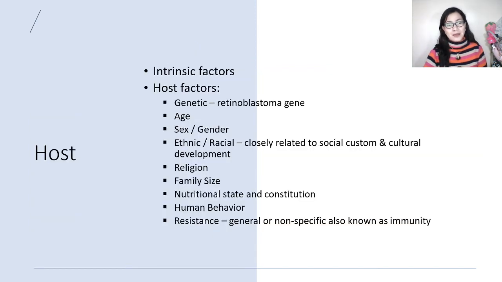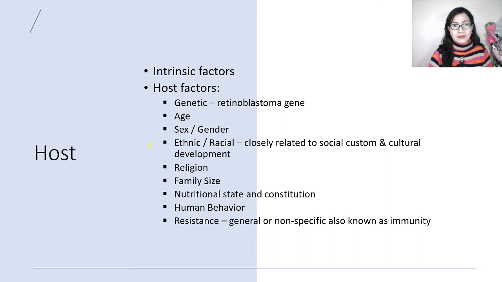Let's now describe the host. We just finished discussing the agent. When we say host, we talk about intrinsic factors. Host factors could be genetic, so the disease can run from one's genes. Next, we have the age. We have mentioned the age, who are vulnerable, the very old or young, depending as well on some infections. Sex or gender: who is more susceptible, males or females?